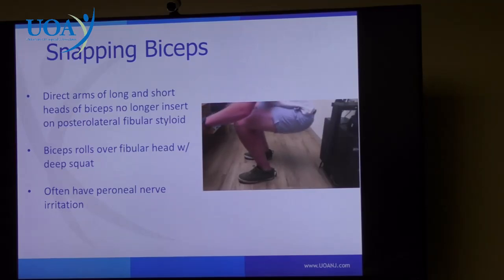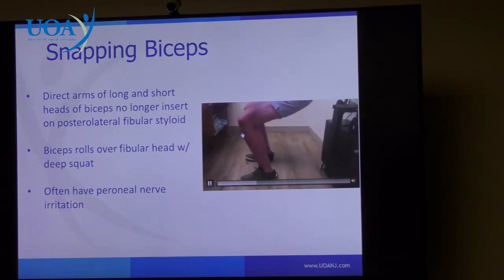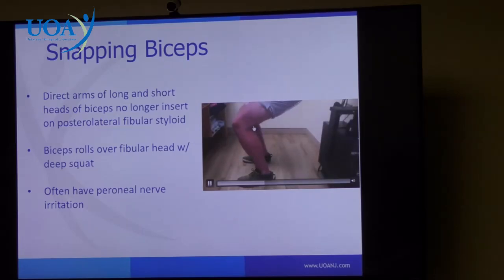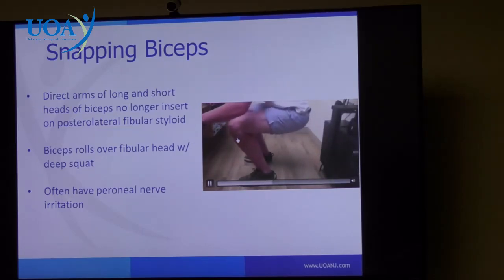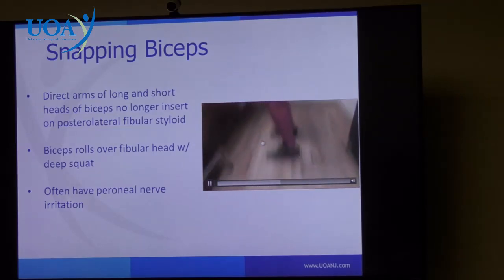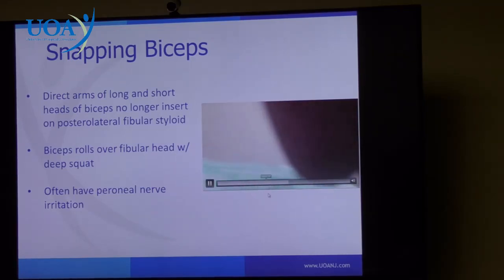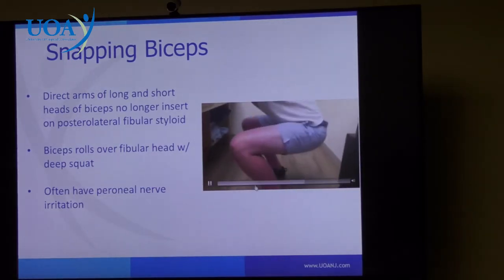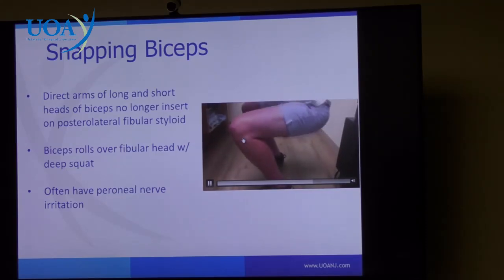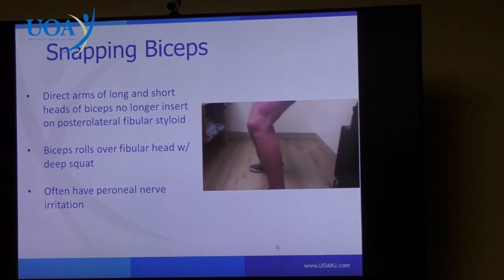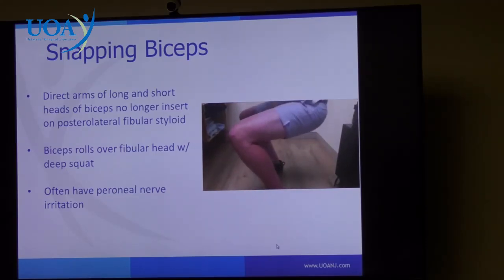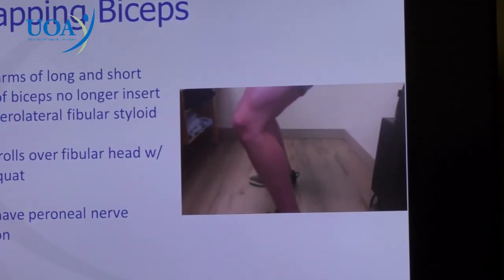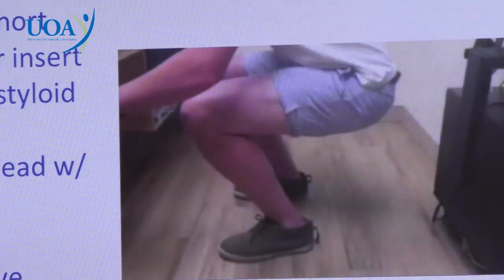Another thing that you can see, if this will play, is a snapping biceps. This is subtle, but you can kind of see this guy's biceps. Watch right here. So the biceps femoris, one of the hamstring tendons, attaching to the lateral, the outside of the fibular head. You can see on the outside that snapping as your biceps rolls over your fibular head with deep squatting. So watch right there. And so again, these patients, they hate life, because every time they step, they squat, they go up and down steps, they feel this, and it irritates the heck out of their peroneal nerve.